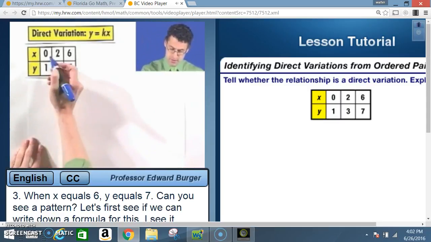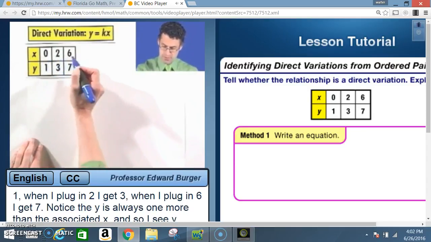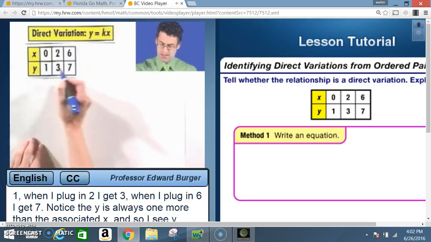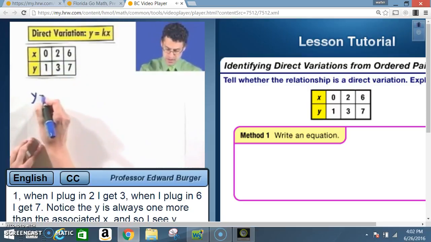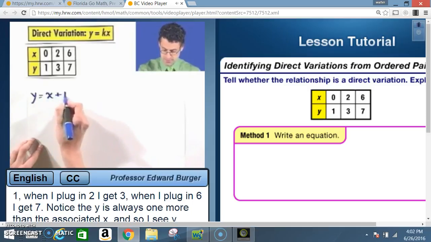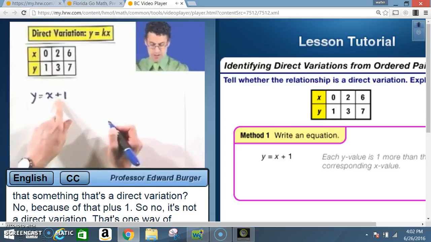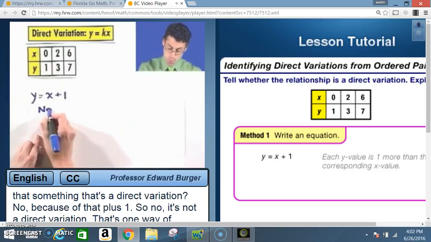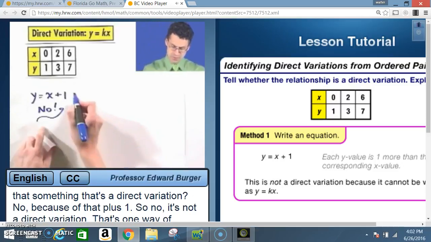I see it. When I plug in 0, I get 1. When I plug in 2, I get 3. When I plug in 6, I get 7. Notice the y is always 1 more than the associated x. And so I see y equals x plus 1. Well, is that something that's a direct variation? No, because of that plus 1. So no, it's not a direct variation. That's one way of seeing it.